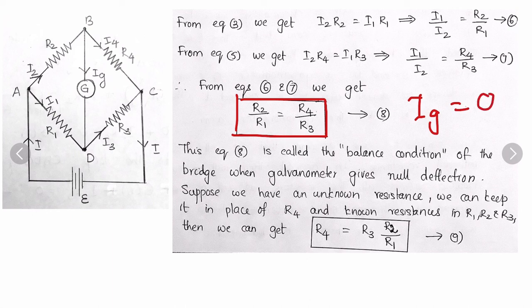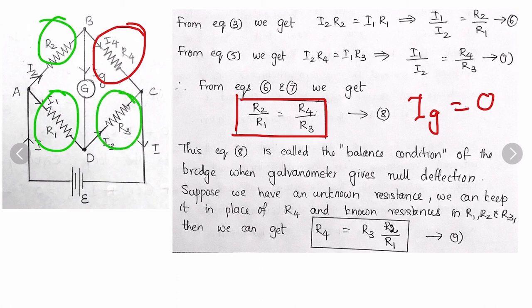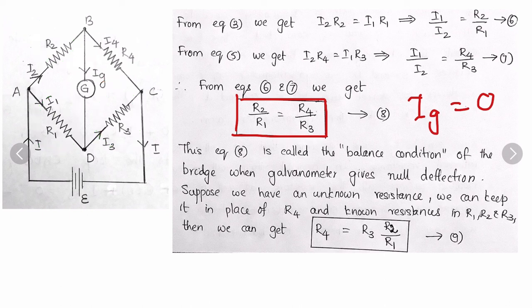Therefore, we will keep the unknown resistance in the arm BC, at the place of R4, and all known resistances in R1, R2 and R3. Then we will try to balance the bridge by adjusting the resistors R1, R2 and R3, and finally see that current through the galvanometer is 0.